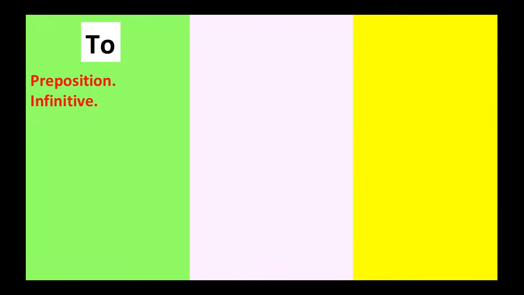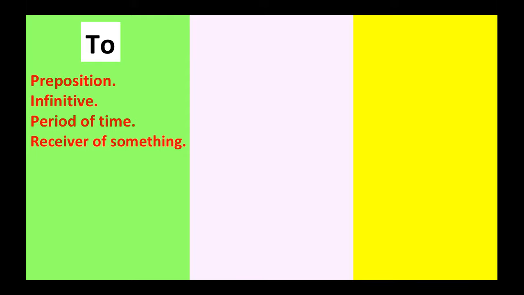We can also use to when referring to a period of time. So we need to state the period of time. For example, I work from 9 to 5. Lastly, it can refer to the receiver of something. So, the person receiving something from someone else.